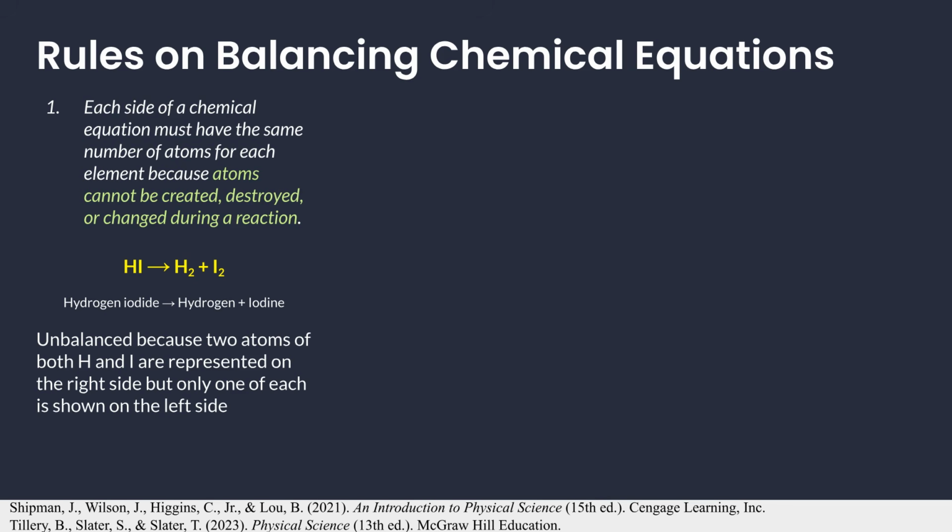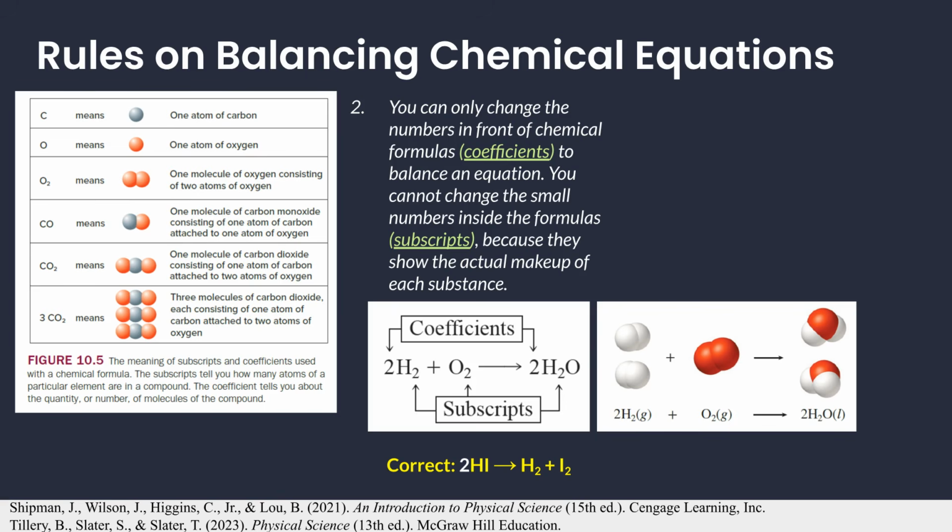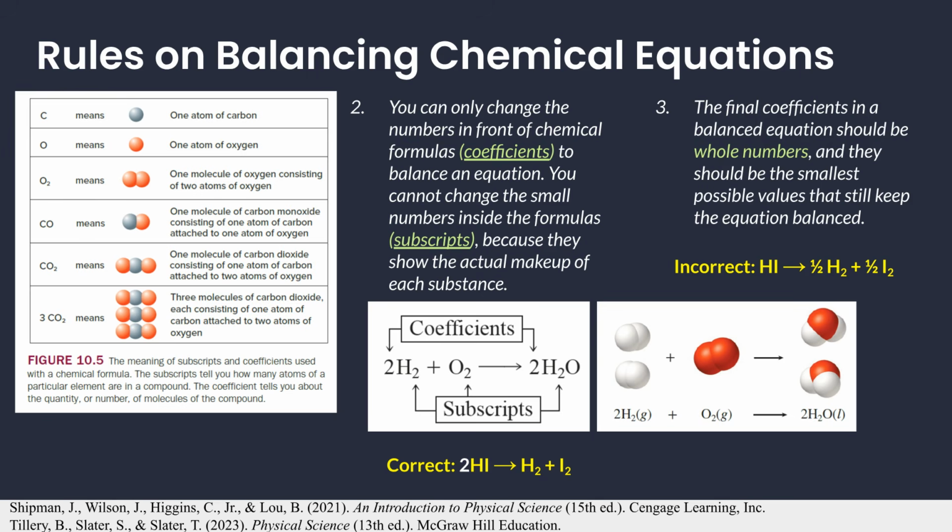These are the core rules for balancing chemical equations. Rule 1 is conservation of atoms. Every element must have the same number of atoms on the reactant and product sides, since chemical reactions only rearrange atoms. Rule 2 explains what you are allowed to change. You may change coefficients, which adjust how many particles react, but you may not change subscripts because they change the identity of the substance.